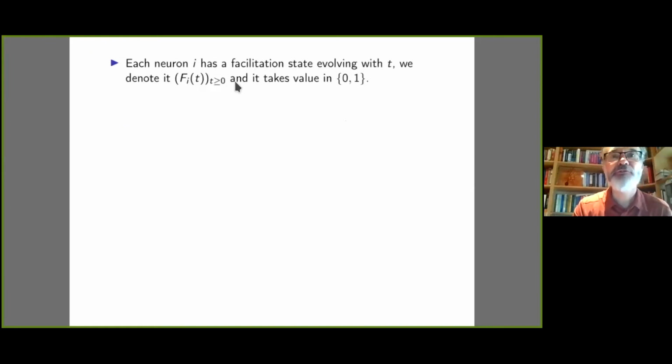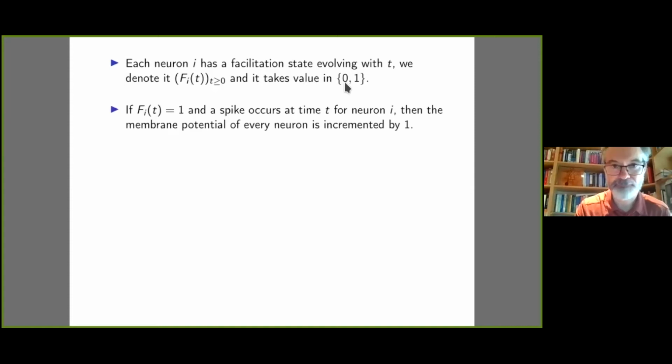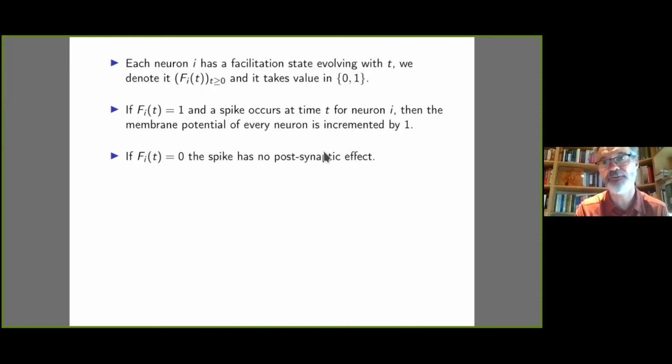To each neuron, I associate a facilitation variable that we write f_i(t) that takes values in {0, 1}. So if f_i(t) is 1, then that means that if a spike occurs at time t for neuron i, then it will increase the membrane potential of all the other neurons by 1. If f_i(t) is 0, when the spike occurs, there's no increase in the postsynaptic potential of the neurons.